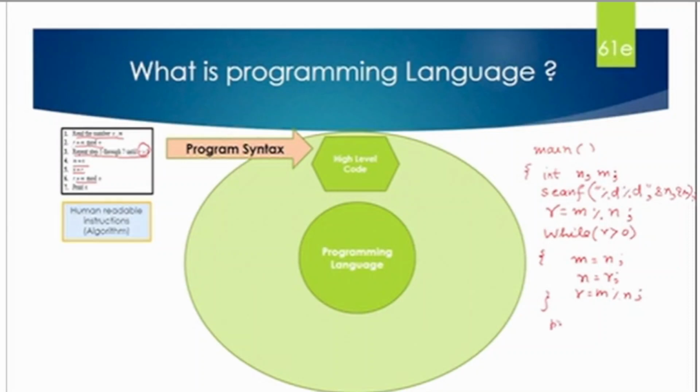So here again I will write printf, and we need to print the value of the number n. Okay, and we will close the bracket. So here we have started the bracket, and finally we close this bracket here. And if you look into this code, this is what is high level code.